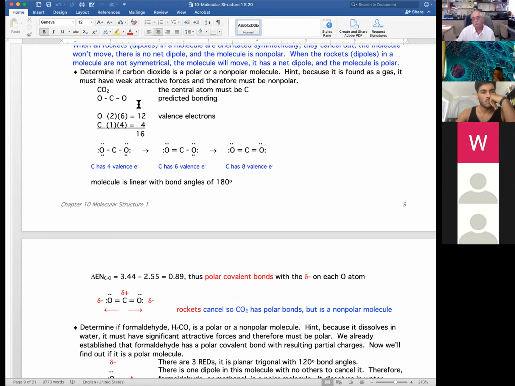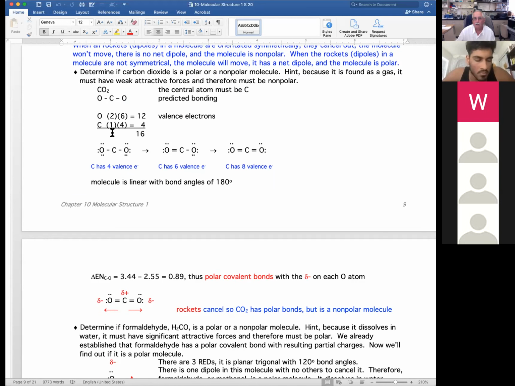But then to prove it, I have to count up all the valence electrons. So there's 16. And then I put them first into the bonds, then to the outer atoms, right? And then I look for happiness. So here's 8. That oxygen's happy. This one's happy. What about carbon? It has only 4 around it. Carbon is not happy.